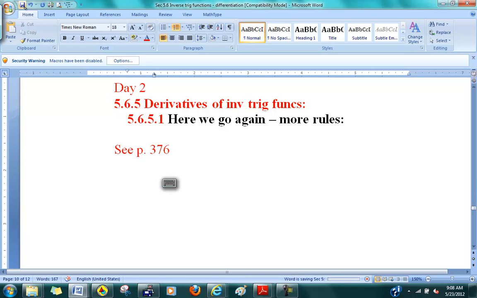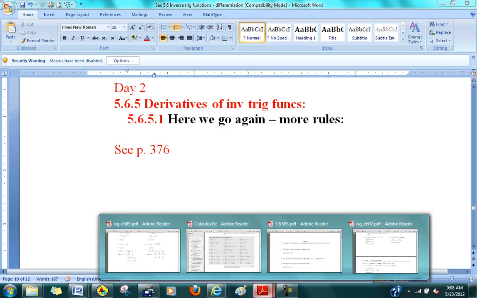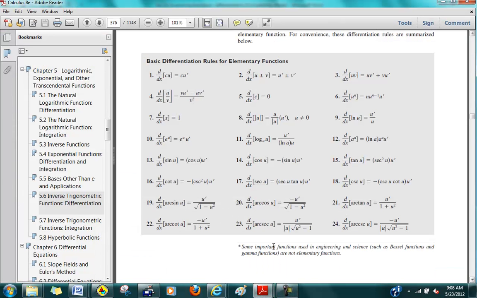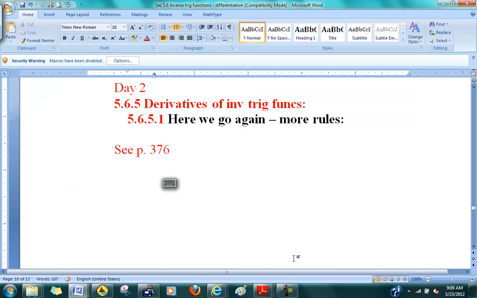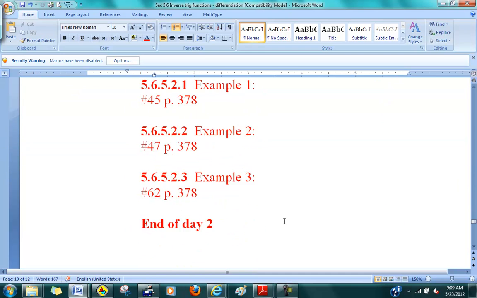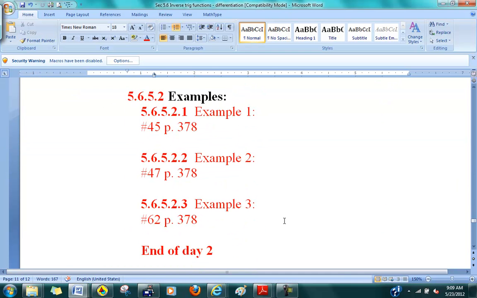Don't we have all this on the sheet already? Yeah. You don't need a copy. You just need to have it available to you because we're going to need them as we do the problems, okay? 19 through 24. So those are things we're going to be using, okay? All right, here we go. Examples. Okay, number 45, page 378.